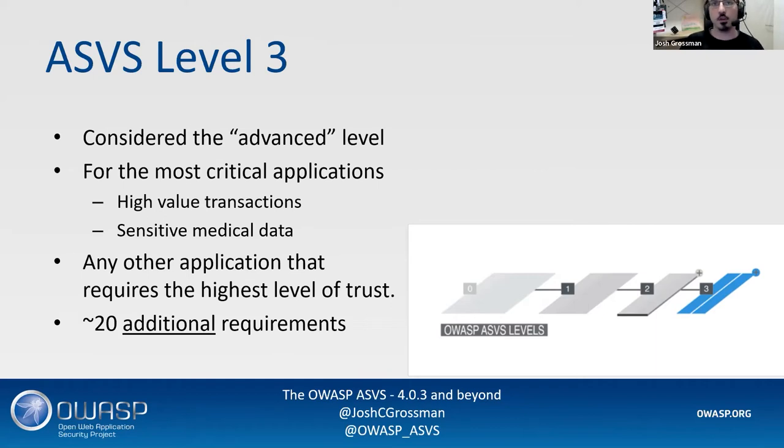Again, we want to start with level one as a basic. We don't want to stop there. We want to go to level two for any application that's going to be in any way sensitive, with level three being reserved for the most critical applications, the most sensitive applications. The idea being that we can ease gradually into making sure that we're complying with a standard.